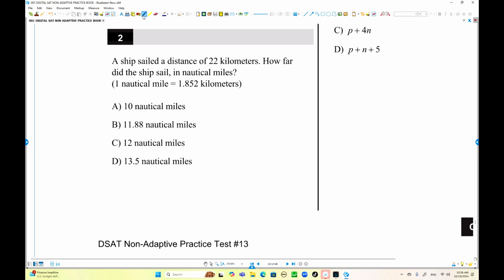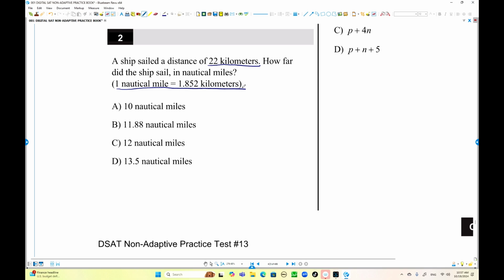Okay, the first question is here. Number 2, you can read the question. 22 kilometers. You're going to change it to nautical miles. That's the equivalent. Okay, the nautical mile and the kilometers.